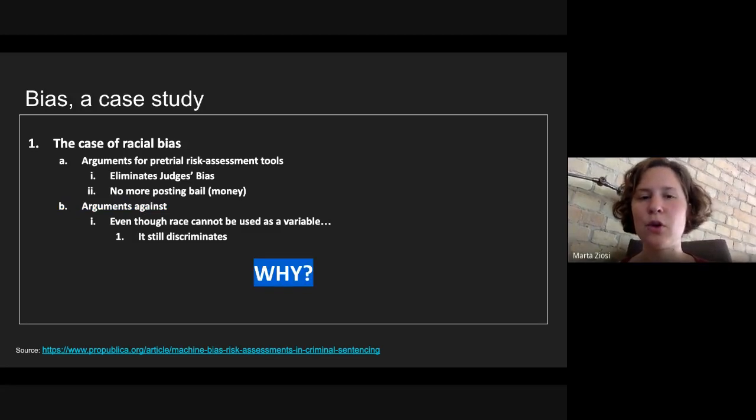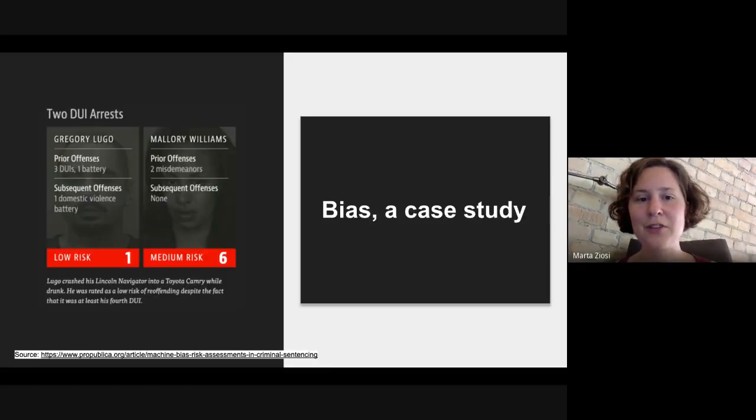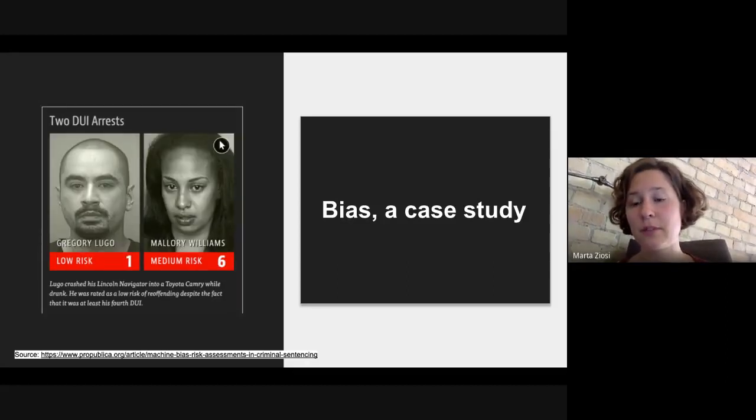We're going to dig into the why of this. First, a little example of how it worked. You see, COMPASS gave low risk to Lugo and a medium risk of 6 to Mallory Williams. Lugo crashed his Lincoln Navigator into a Toyota while drunk, was rated low risk, and was actually rearrested afterwards. Mallory was rated a risk of 6. She never reoffended later on, and she had only two small misdemeanors. This was their difference. This was not okay.